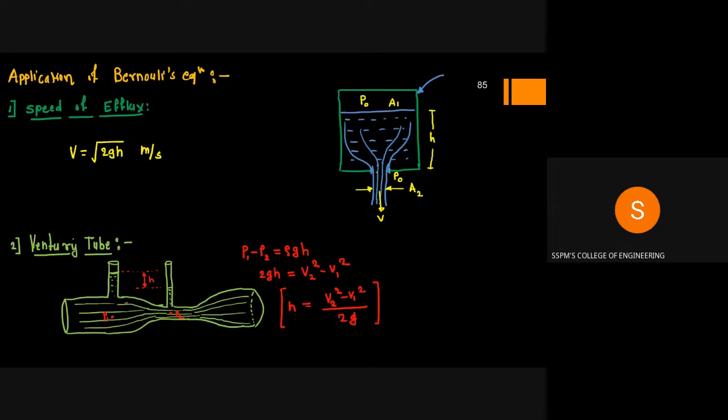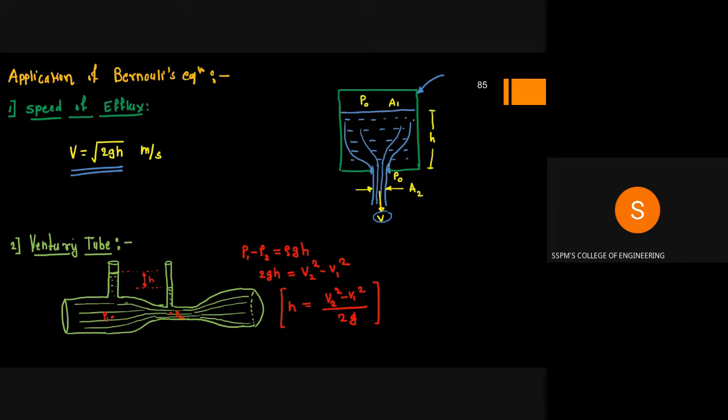If you open this valve at the bottom, then the liquid will start flowing due to gravity. The velocity of the liquid we can determine by using Bernoulli's equation. This velocity is given by the equation v is equal to square root of 2gh, where h is the height of the liquid in the container.